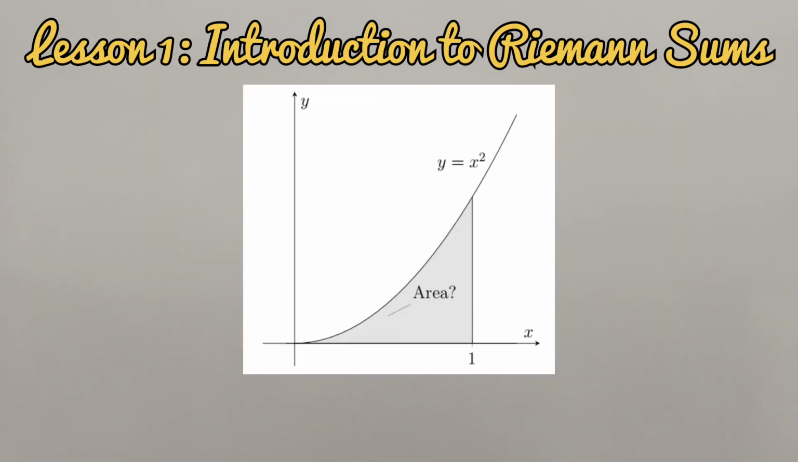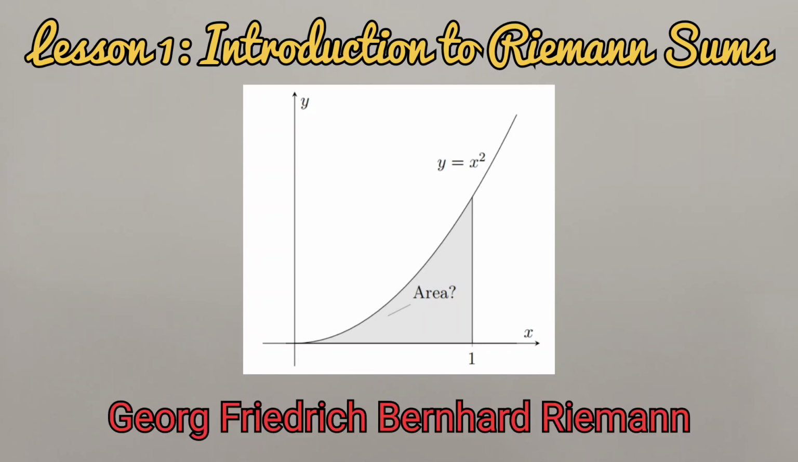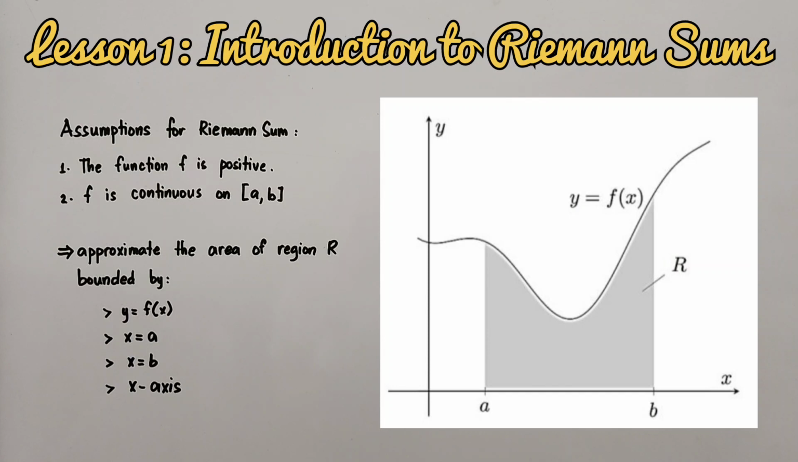For this diagram, we can approximate the area of the shaded region using rectangles, thanks to the effort of the mathematician Georg Friedrich Bernhard Riemann. Until today, in his honor, we have the known Riemann sums. To illustrate the Riemann sum, here are the following assumptions. The function f is positive. Its graph is located above the x-axis. f is continuous on the closed bounded interval [a, b].